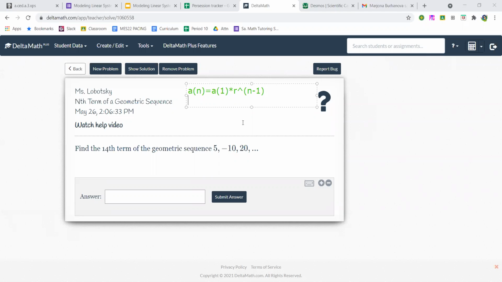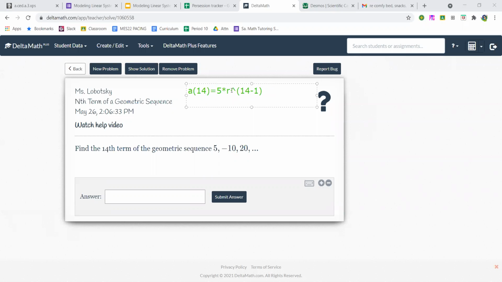So now I need to fill in some information. Because I'm looking for the 14th term, n is going to be 14. So if n is 14, n is also 14 over here. What's my a of 1, or a sub 1? 5. Yeah, that's my first term. So I'm just going to wipe that out and replace it with a 5.